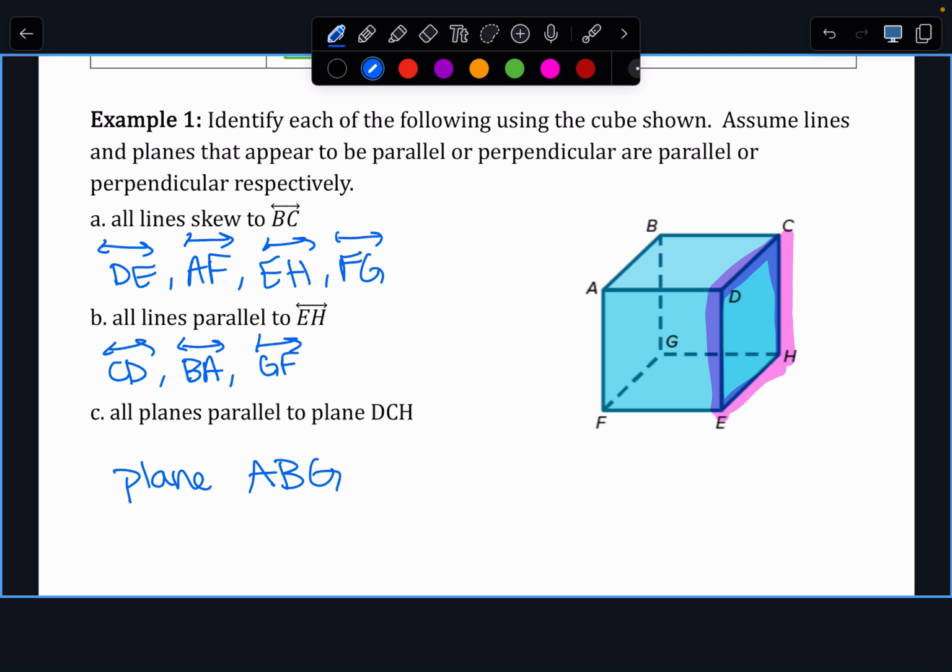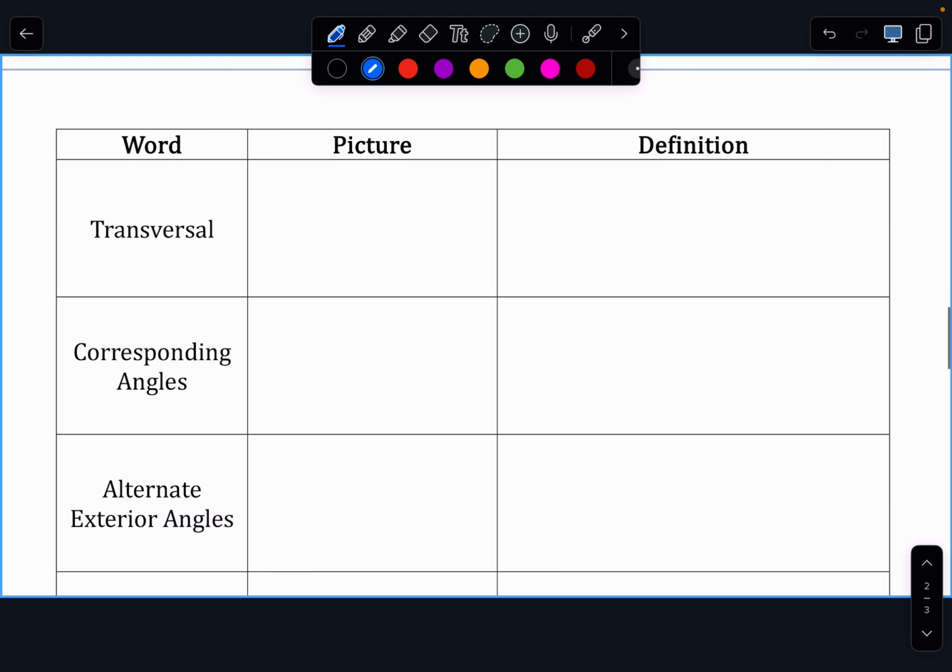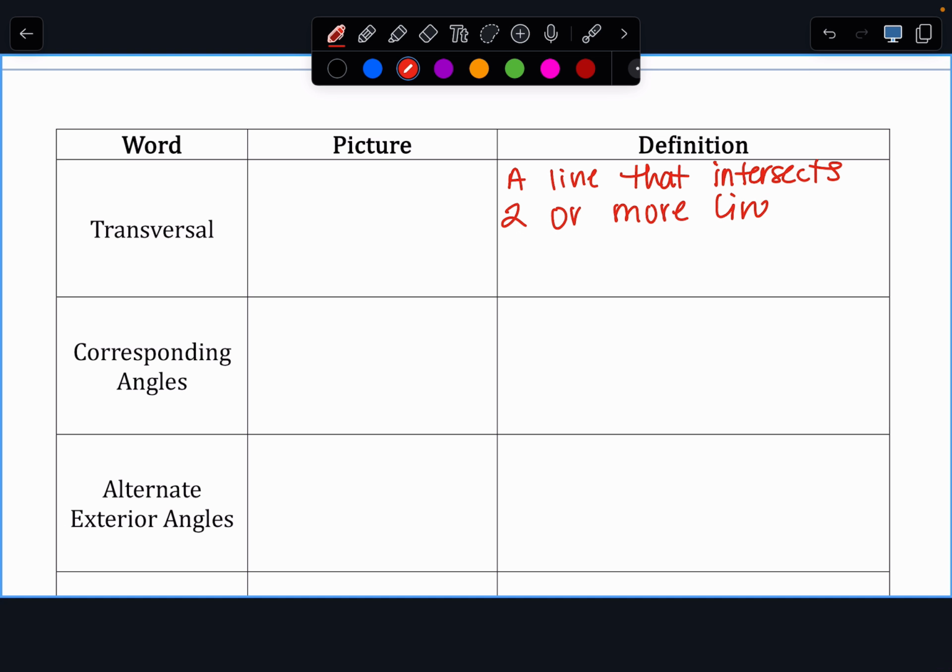All right, vocabulary time. Next page. A transversal: a line that intersects 2 or more lines in a plane at different points.